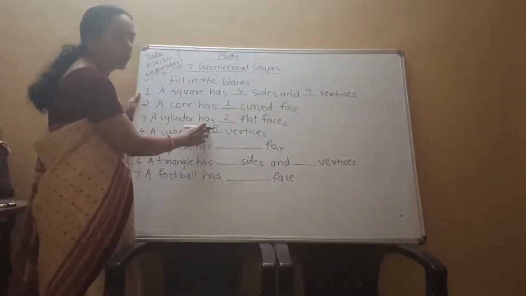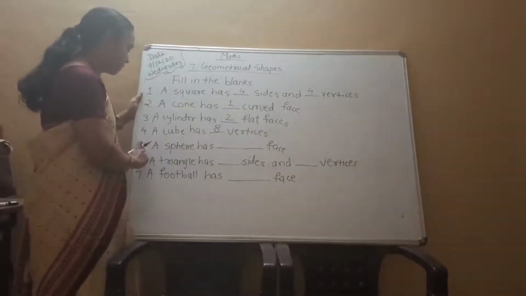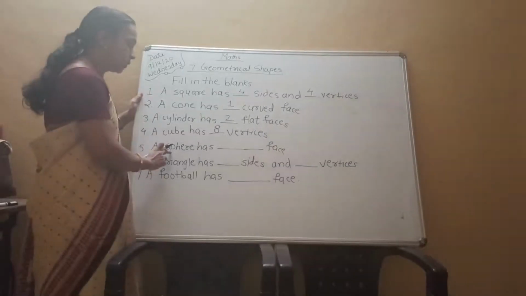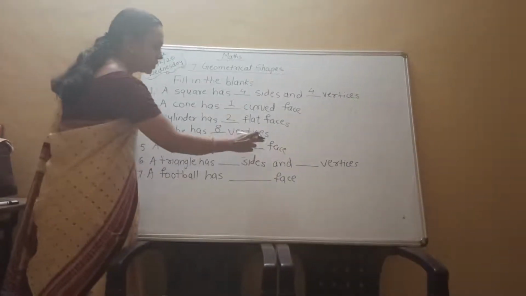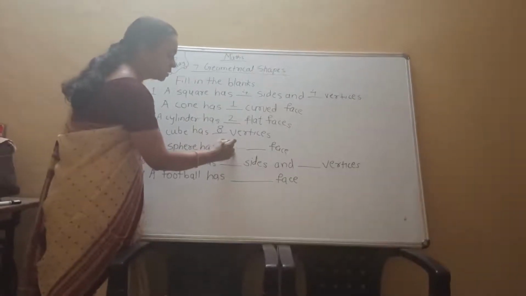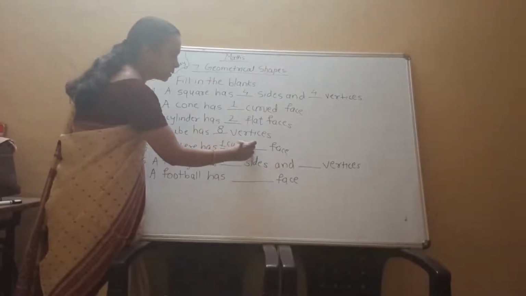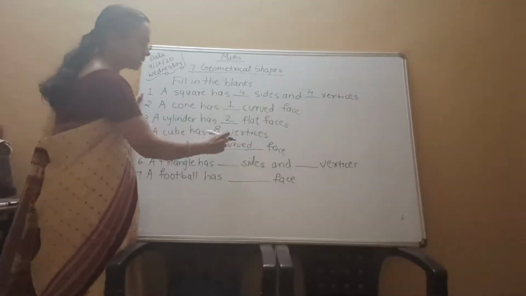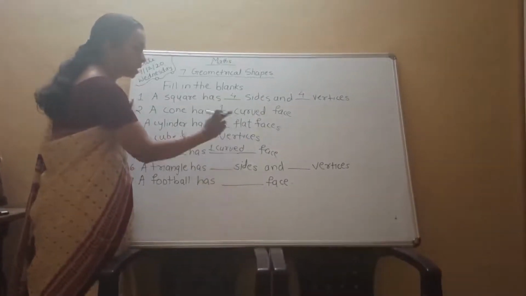So you write down your answer 8. Then fifth example is a sphere has dash face. A sphere has one curved face. So you just write there this word, one curved.